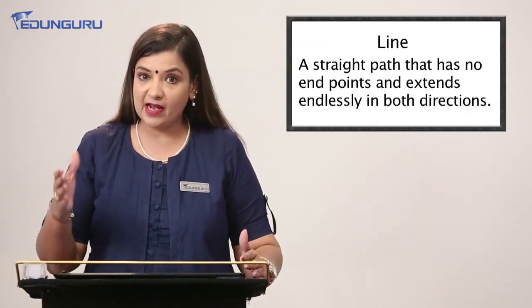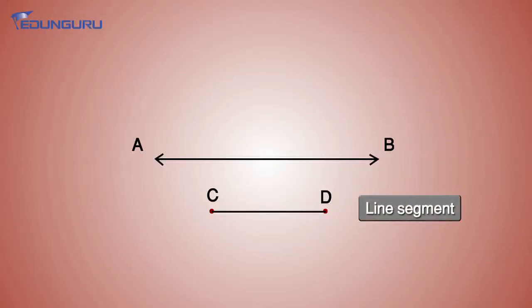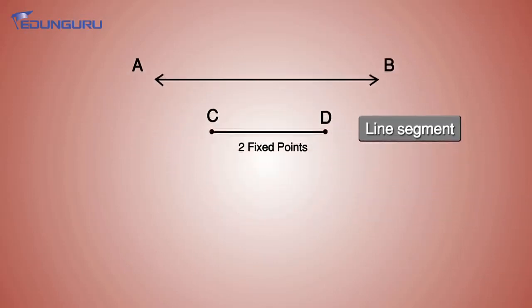Now if we take a part of a line, just see on the screen here, I have drawn a line that is AB. You can see, if I take a part of a line like CD, it has two fixed points. This is called a line segment. Means a line segment has two fixed points. It cannot extend beyond that.